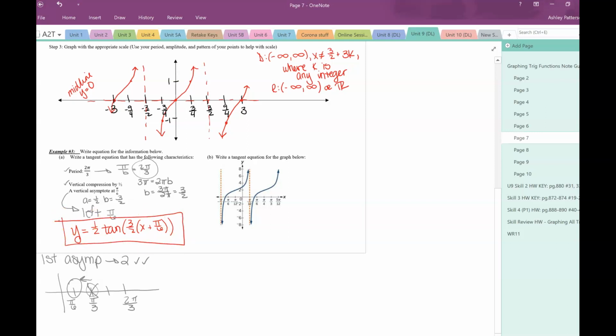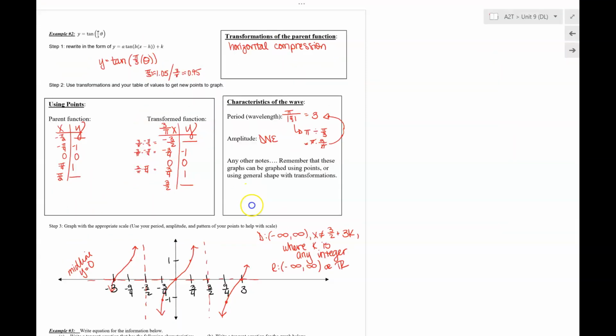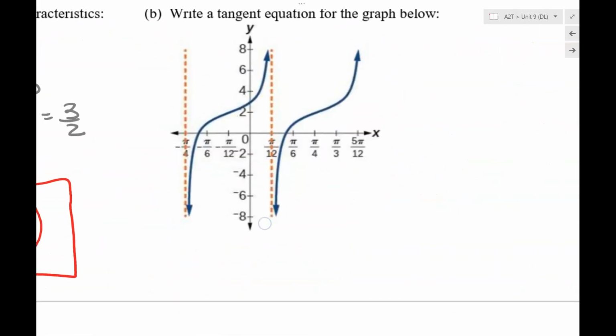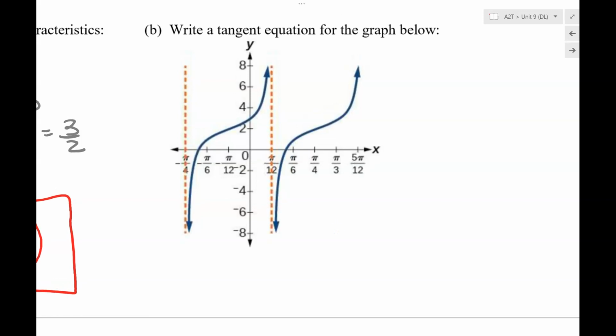So a little bit more thinking involved in that one, because it's tangent and we have asymptotes. I feel it's just a little bit trickier. Okay, take your time, guys. Write everything out. Last but not least, write a tangent equation for the graph below. Alrighty. Looking at this, couple things.